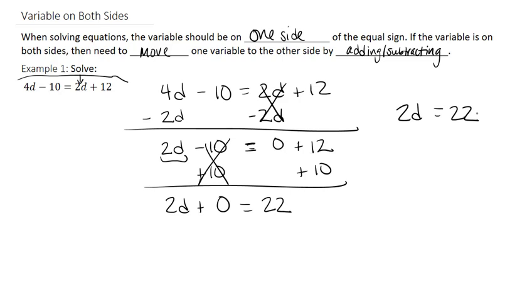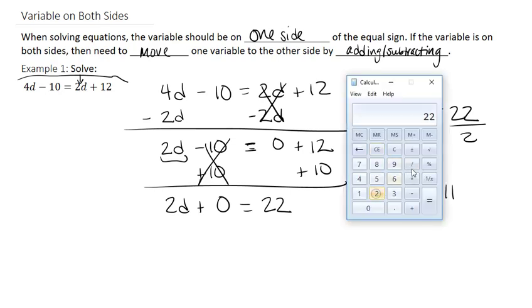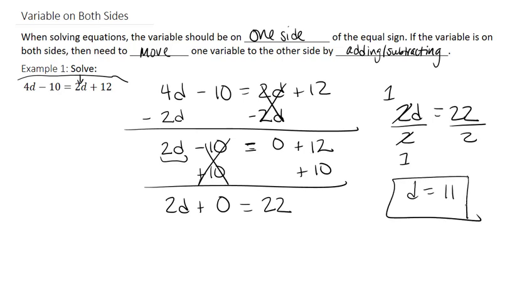Our final step to get d all by itself is to divide by 2 on both sides. This just becomes 1. Now we have 22 divided by 2, which is equal to 11. We can always confirm with a calculator: 22 divided by 2 is equal to 11, as confirmed. So d is 11 in this equation. Let's look at another example.